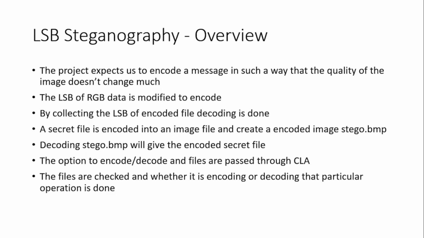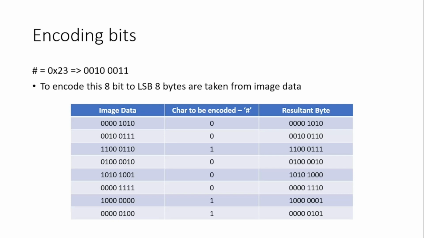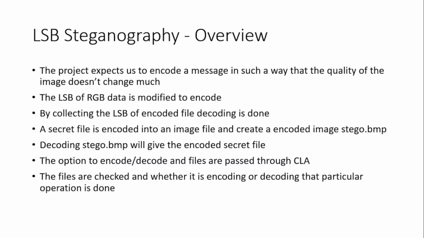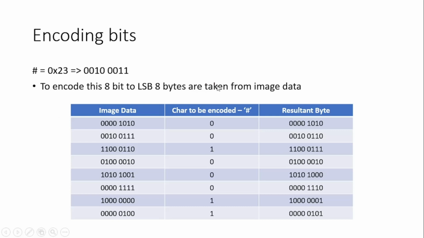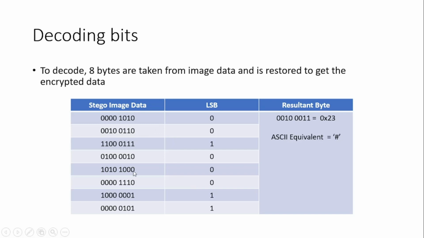In this project, we are encoding a message in such a way that the quality of the image doesn't change much. The LSB of the RGB data is modified to encode, and by collecting the LSBs of the encoded file, decoding is done. We take an image file and its RGB data, and for each bit to be encoded we take a byte of data and modify its LSB. A character is 8 bits, a single byte, so for one character we need 8 bytes of image data, and the LSBs of those 8 bytes will be modified. While decoding, we collect the 8 LSBs from those 8 bytes and join them together, opposite to the way we encoded, to form the character data.